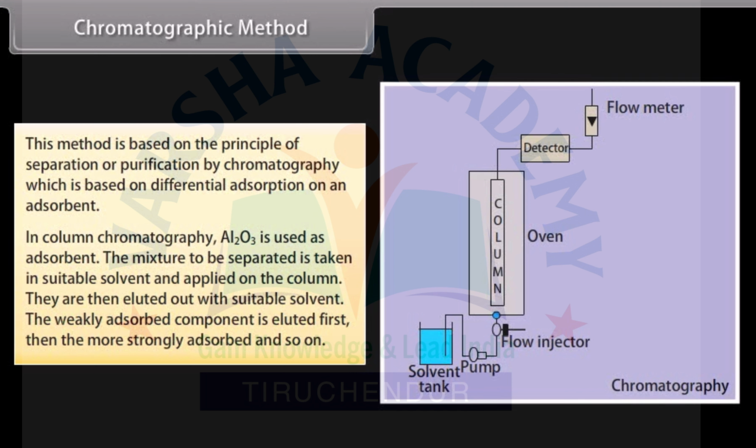The weakly absorbed component is eluted first, then the more strongly absorbed, and so on. This method is suitable for such elements which are available only in minute quantities and the impurities are not very much different in their chemical behavior from the element to be purified.